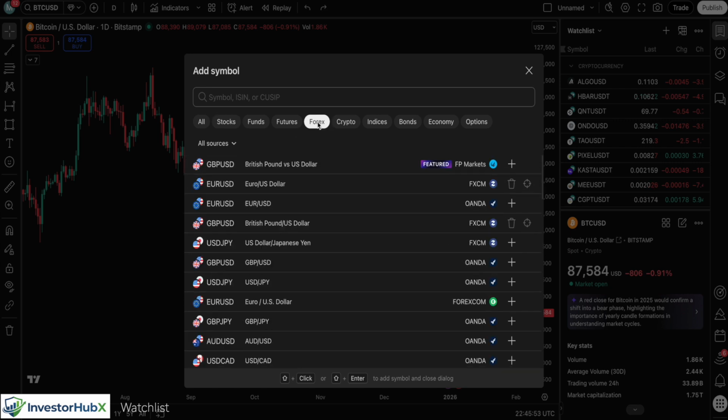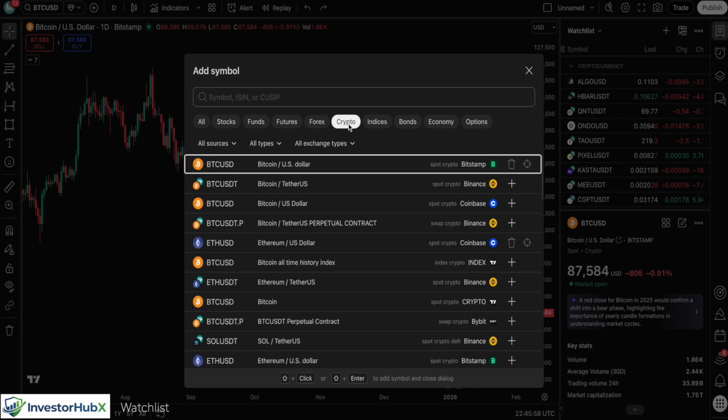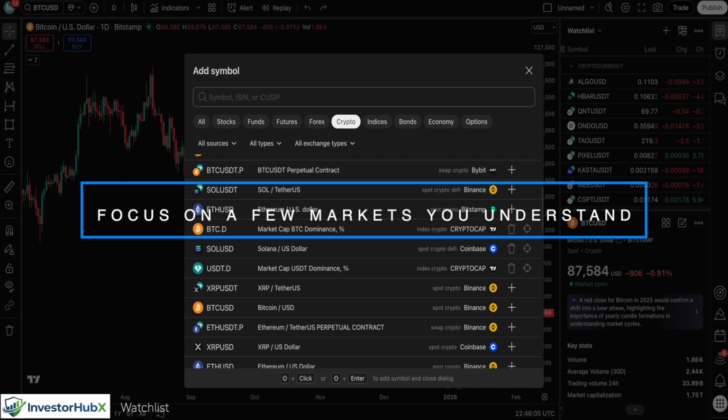You can create different watch lists for different purposes, such as crypto, stocks, or forex. This makes it easy to scan markets quickly and switch between charts. For beginners, a small watch list is often better than a large one. Focus on a few markets you understand, rather than watching everything at once.